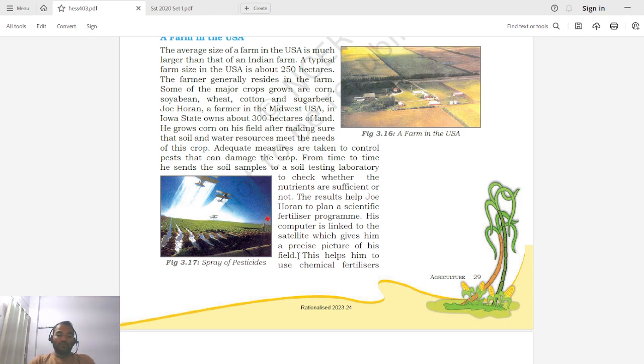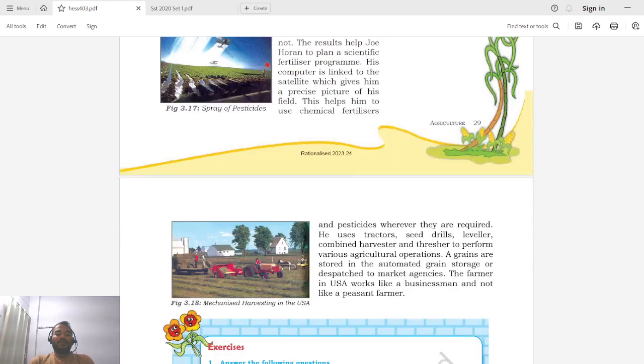land on his computer. So in general, we can say that US farmers are basically using very sophisticated and very high technology, whereas in India we basically see that farmers are not even getting the primary information, right? So in the context of Joe Horan, this information helps him to use chemical fertilizers and pesticides wherever they are required.